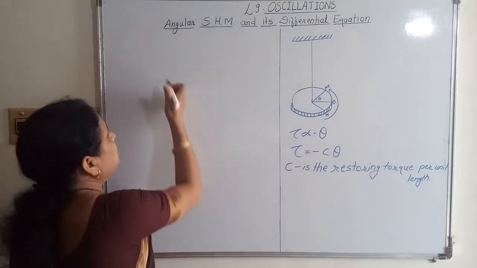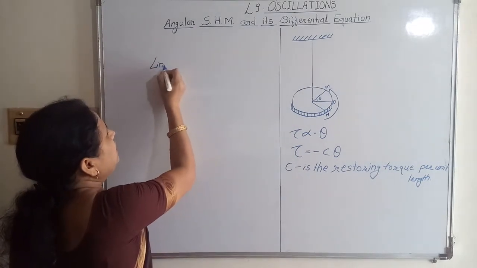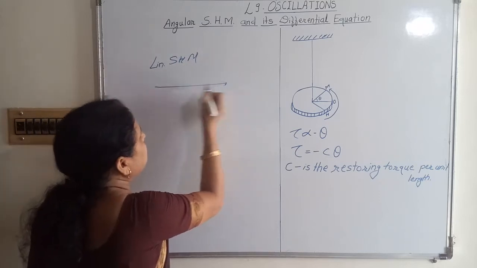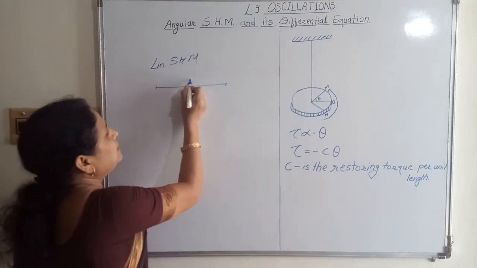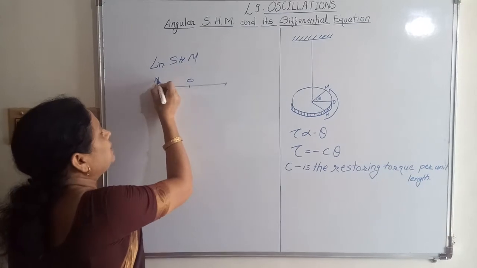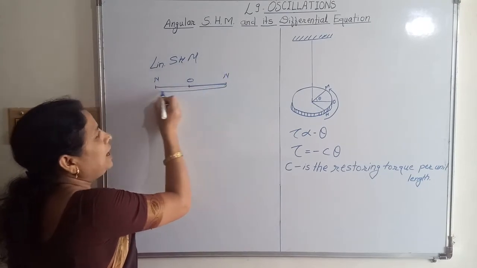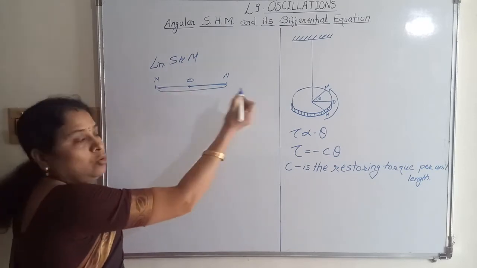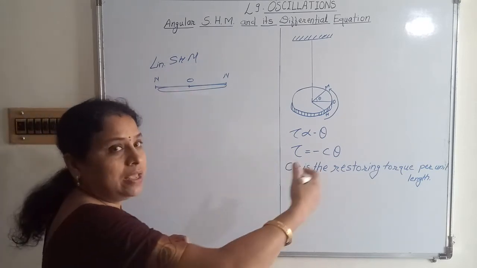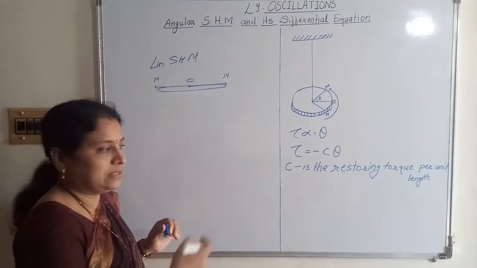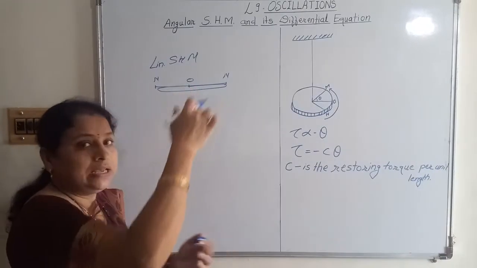In linear SHM, the path of the object is linear. There is one center point and two extreme points, and between these extreme points the particle moves to and fro. It performs to and fro motion along the linear path, and then it is called linear simple harmonic motion. Sometimes the path is vertical but it is linear.